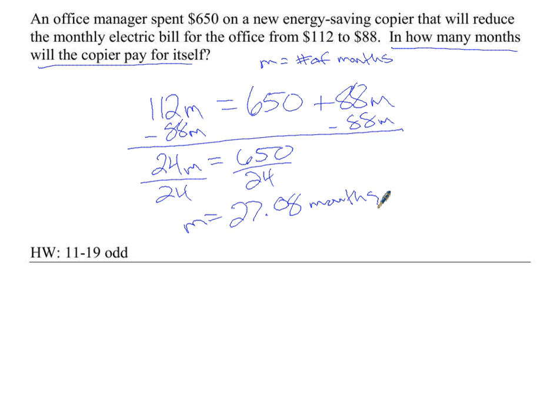27.08 months. You only get a monthly bill, so the copier will not have paid for itself after 27 months, so my answer needs to be 28 months. 28 months, a little over 2 years, and that new copier that you spent $650 on will have saved you so much money that the copier will actually have paid for itself. And after that, that copier is basically free. It's paying for itself as it goes, and now you're saving money after that.